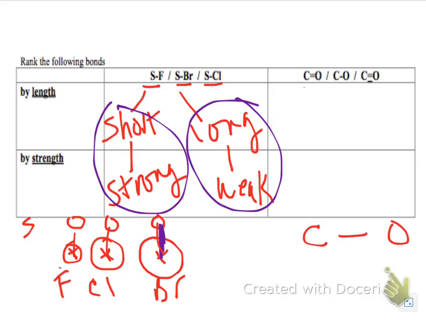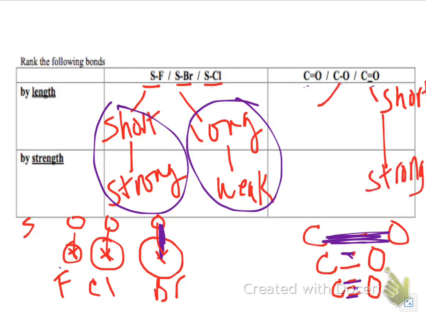Alright, in the case of, here we have carbon and oxygen in a double, single, and triple bond. And as it turns out, the more electrons you have in a bond, the more attraction you have between those electrons and the other atom's nucleus, and therefore the shorter and stronger the bond. So it looks kind of like this. The longest bond is going to be the single bond, followed by the double bond, and the shortest is going to be the triple bond, which will be the strongest. Okay, so the shortest and the strongest is the triple, the weakest and the longest is going to be the single. Alright, and we're going to stop there.